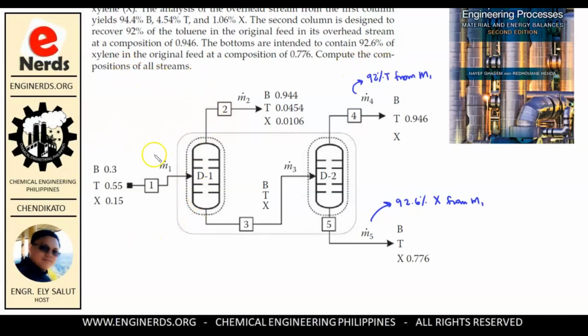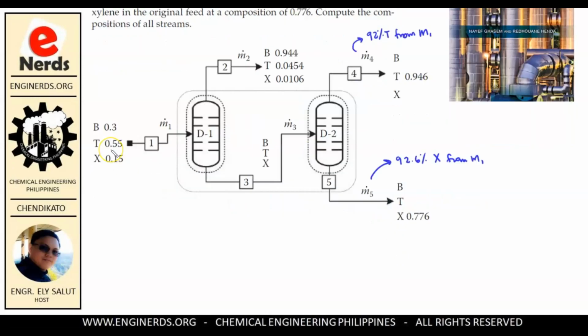Okay? So, our requirement is to compute the compositions of all streams. So, kailangan natin makuha yung values ng lahat ng ating streams, M1, M2, M3, M4, and M5, and determine its composition. Okay? So, gaano karami ang mga components natin sa bawat units.